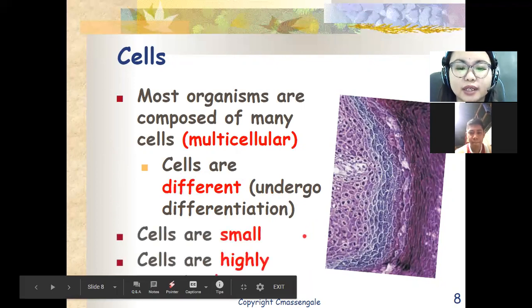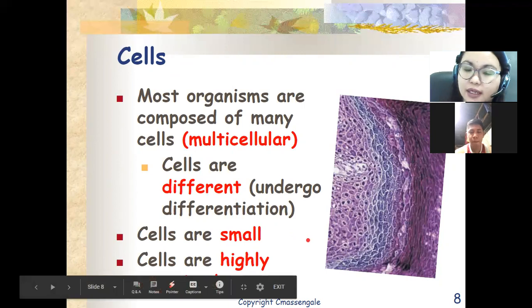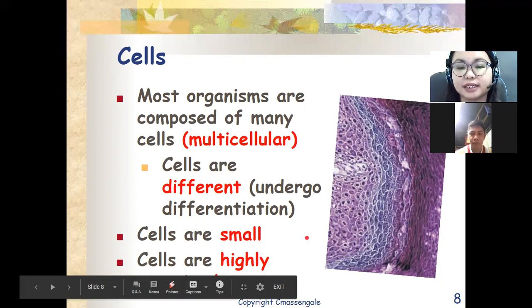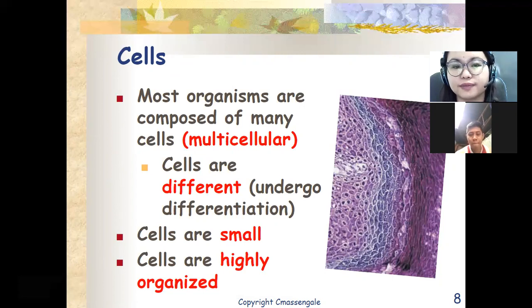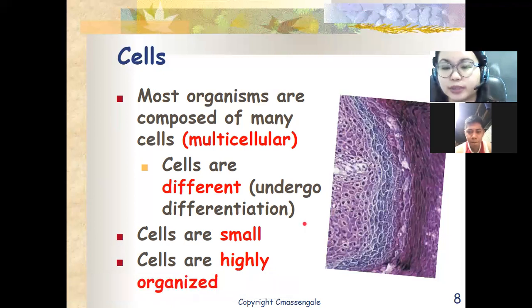Cells are small and highly organized. That's why, even for plants, not for bacteria because these are just unicellular, but for multicellular plants and even human beings and animals, we have organs. For plants we have the reproductive organ, and we also have reproductive organs for animals. Because that organ mainly has a function for reproduction, it's called a reproductive organ.